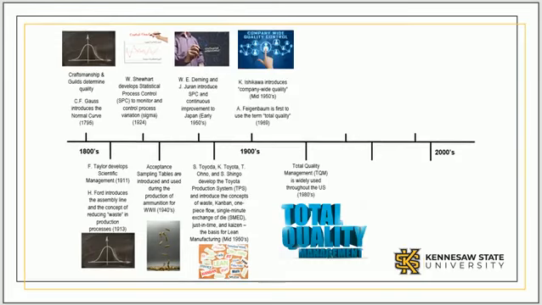Ishikawa and Feigenbaum's ideas built upon the work of Deming and Juran to form the foundation for Total Quality Management, or TQM, which was the most commonly used approach to quality and process improvement in the U.S. through the 1980s and into the 1990s. TQM advocated concepts such as customer focus, employee involvement, continuous process improvement, statistical analysis of data, and the integration of quality management throughout the entire organization.